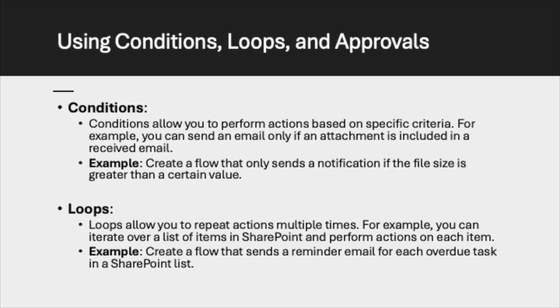Using conditions, loops, and approvals. Conditions. Conditions allow you to perform actions based on specific criteria. For example, you can send an email only if an attachment is included in a received email. For example, create a flow that only sends a notification if the file size is greater than a certain value.